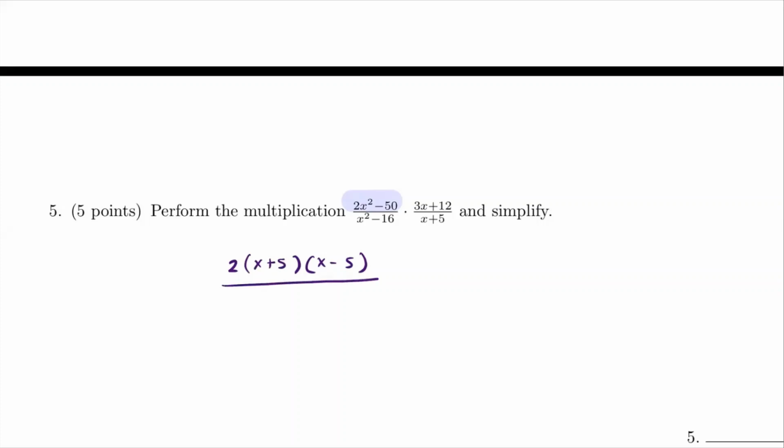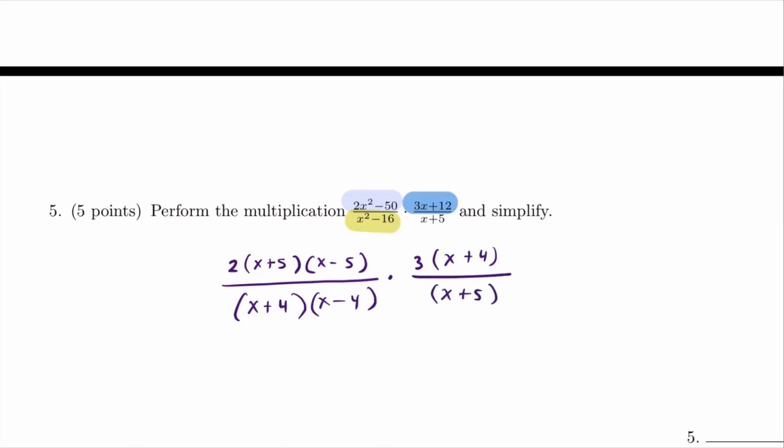Now the denominator, where I have x squared minus 16, that's also a difference of two perfect squares, factored into x plus 4, x minus 4, times. Now the next terms, 3x plus 12, I can take out the 3, then that factors into 3 times x plus 4. And x plus 5, well, you can just rewrite that. There's nothing to factor for that.